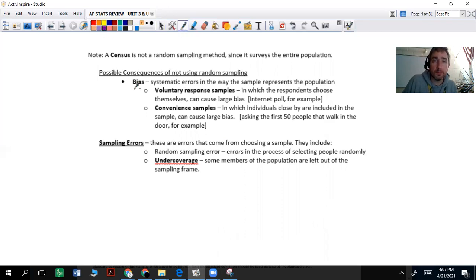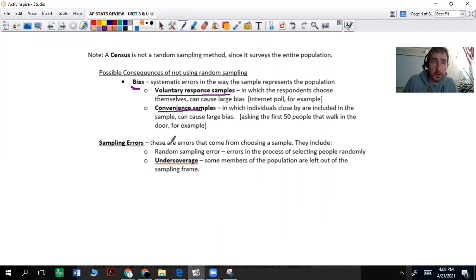With bias, you can get bias a couple different ways. Bias is just like systematic errors in the way that the sampling process has been obtained. So you have voluntary response samples. Those are going to produce bias because it's going to get people that want to answer, right? Internet polls, for example, or mail-in or call-in type things. And then there's convenience samples. Those produce bias because you're only going to get people that are right there. So there's going to be some undercoverage in that as well.